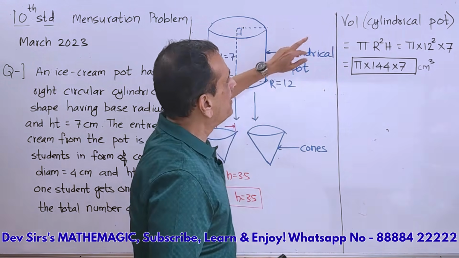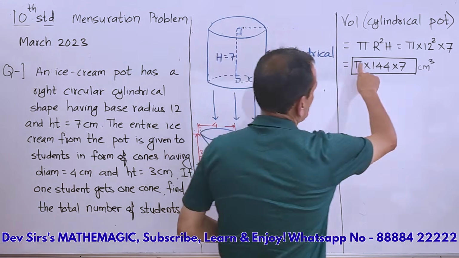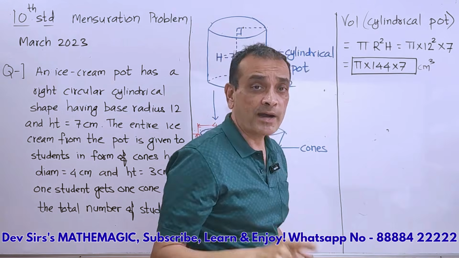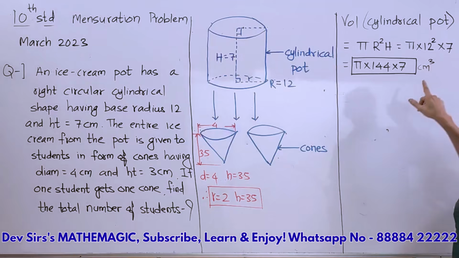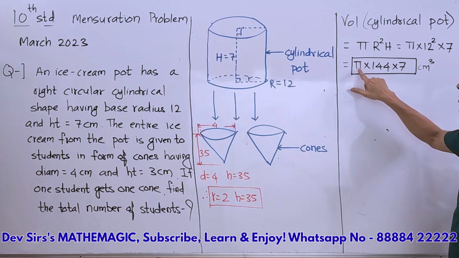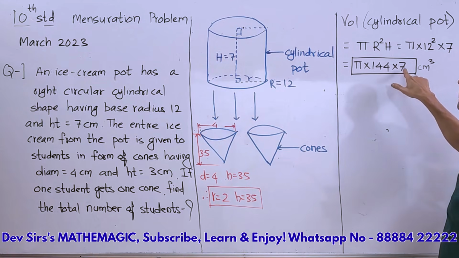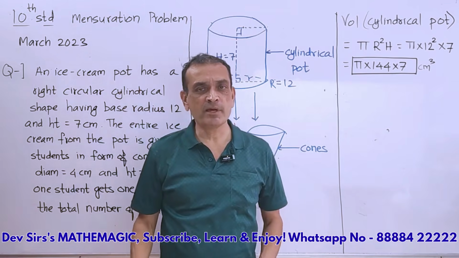Let's see. Volume of cylindrical pot is pi r squared h. So pi into 12 squared. R is 12. H is 7. So 12 squared is 144. Pi into 144 into 7. Keep it as it is. Keep things simple and basic.